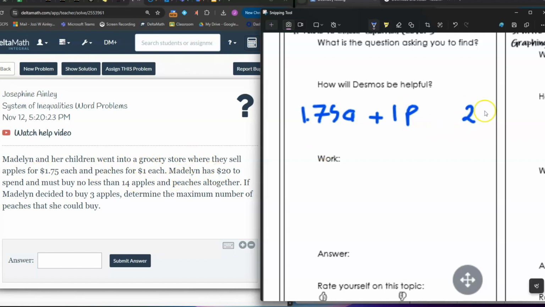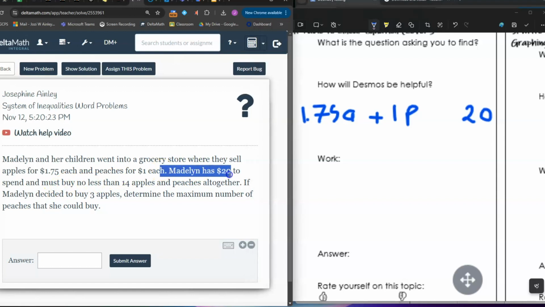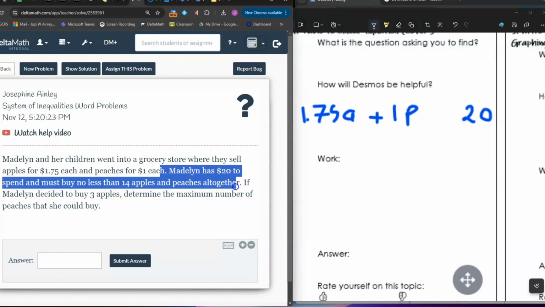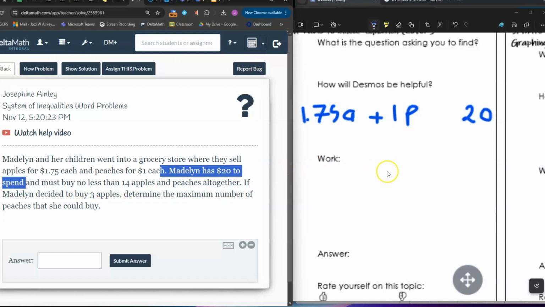So it's going to be $20. I'll come back and deal with that because it has to be put in there. Actually, let me do it now. Madeline has $20 to spend and must buy no less than... okay, so that's extra. But she has $20 to spend.